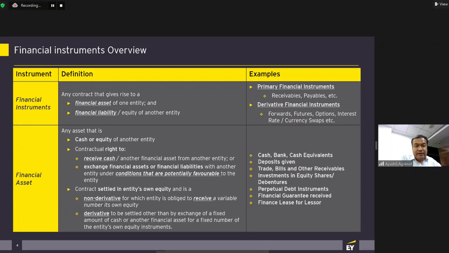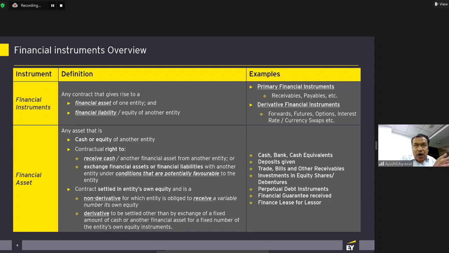Another aspect which the definition covers is exchanging financial asset or financial liability with another entity under conditions that are potentially favorable to the entity. Now, what is this? If there is a contract to exchange financial asset with a counterparty under conditions which are potentially favorable to the entity, then that contract is a financial asset. So right opposite of it, if there is a contractual right to exchange financial asset under conditions which are potentially unfavorable to the entity, then it will become a financial liability. Let me explain this by taking a very simple example.